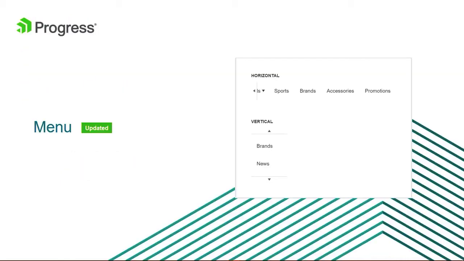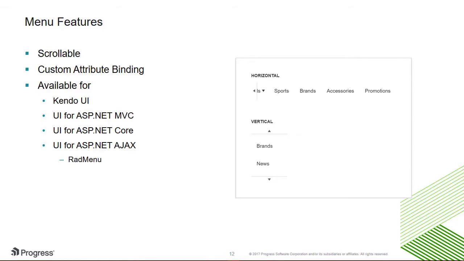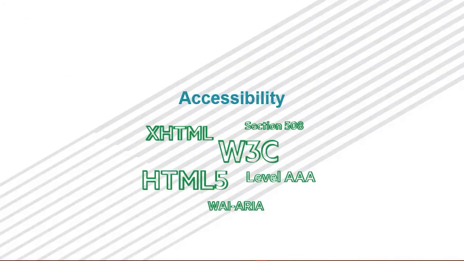Our popular menu widget got updated in this release. If you appreciate responsive web design like I do, then you'll enjoy the new scrolling feature we've added. By enabling the scrolling property on your menu, when you're presenting a long list of menu items on a small screen, your users are able to just smoothly scroll between those items. These features are available for all of our Kendo UI based UIs, and you'll find similar features in the ASP.NET Ajax rad menu.